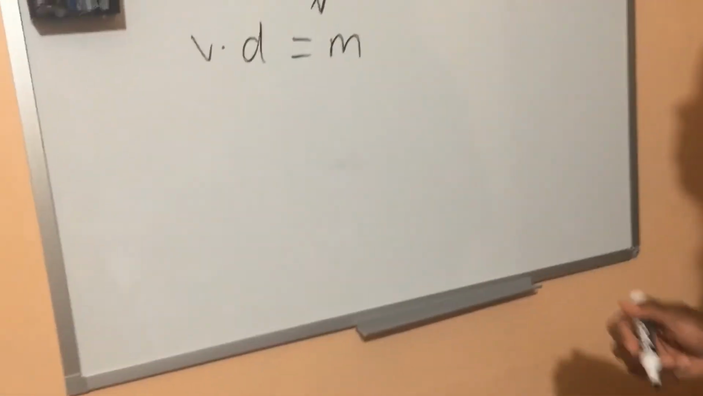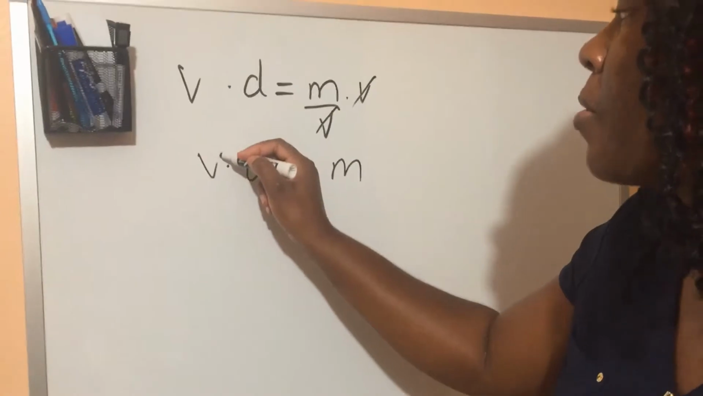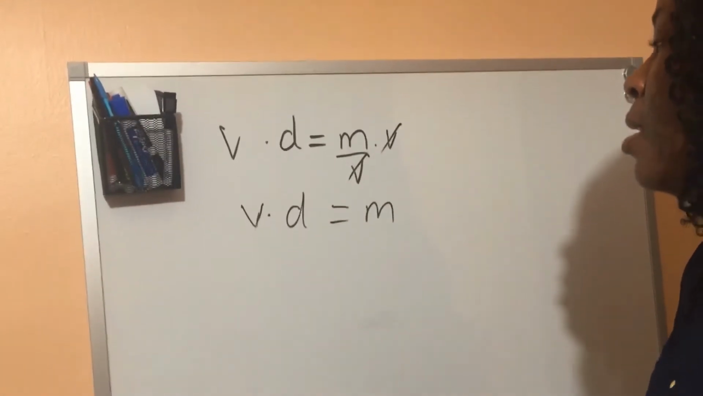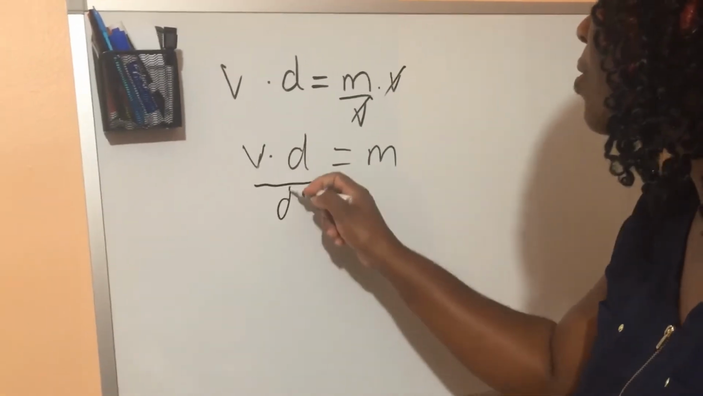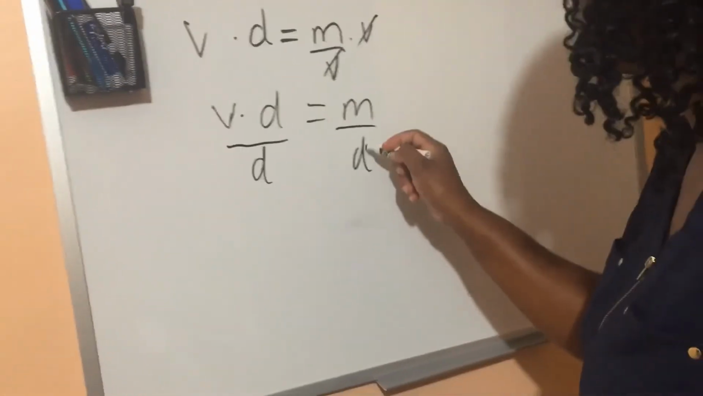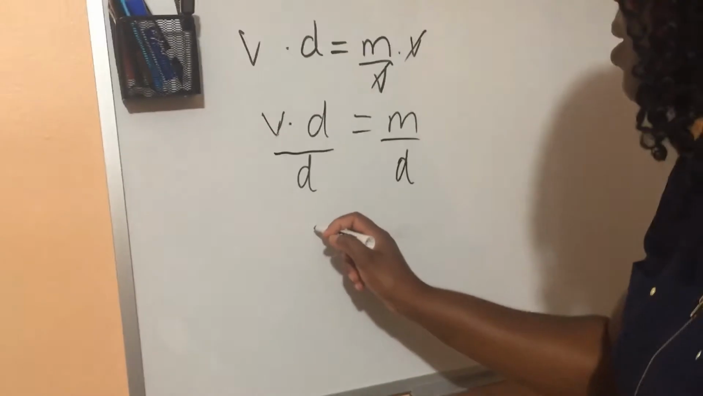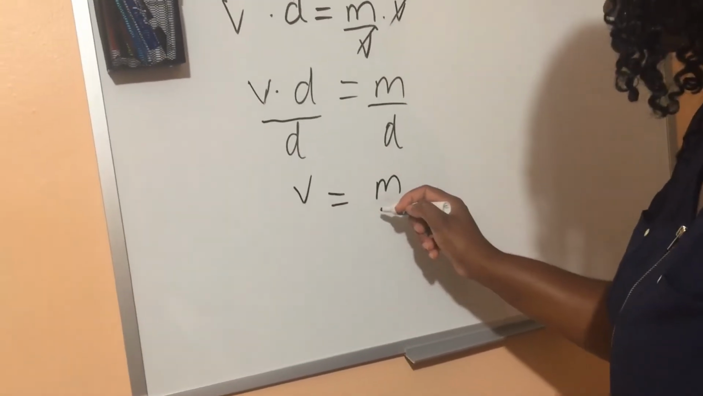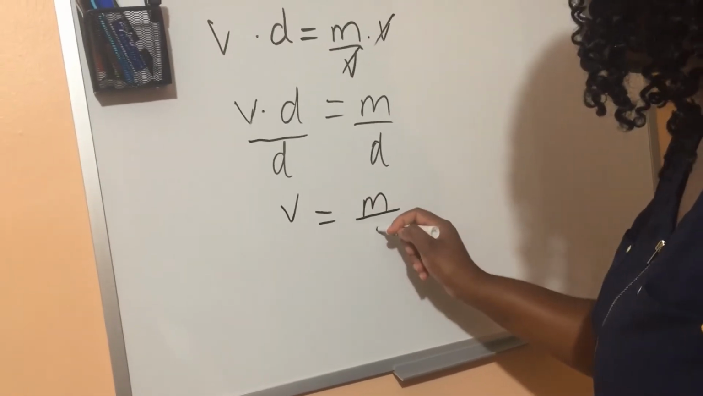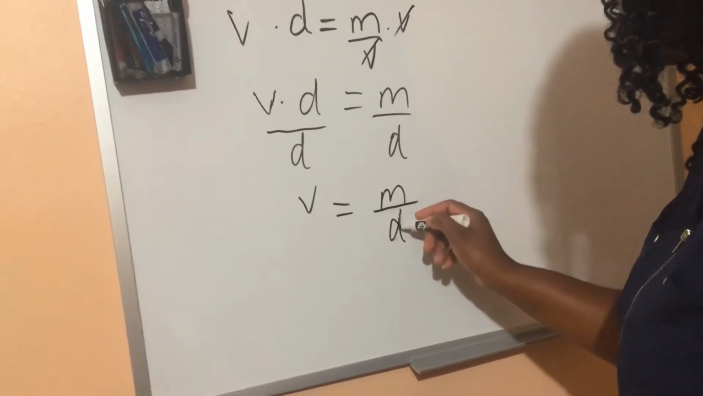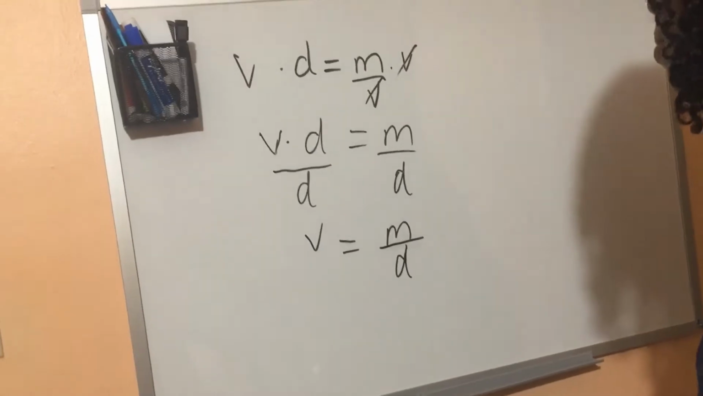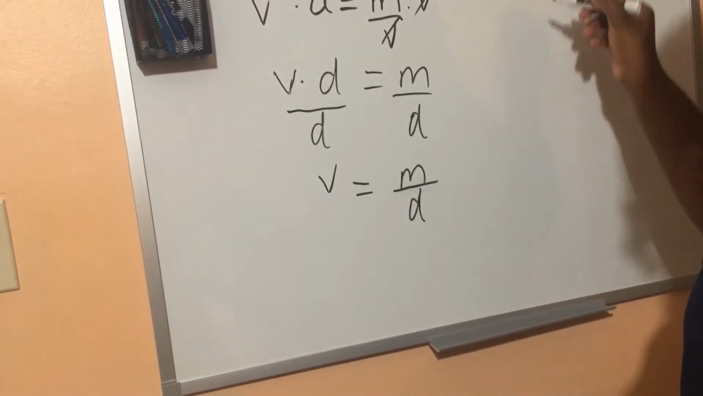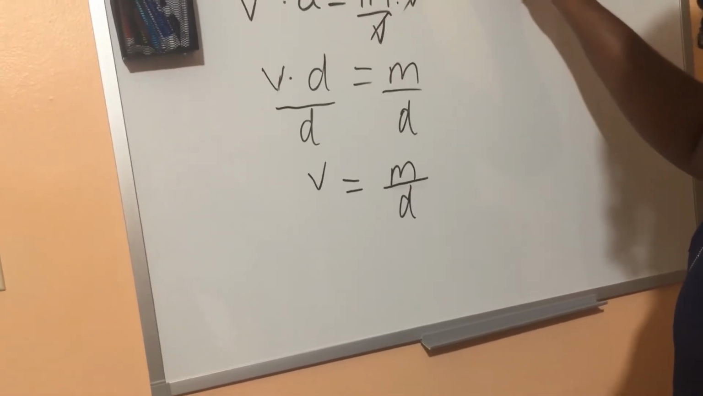Now to get V by itself, you need to consider the operation that is being performed on V. It's being multiplied by D. So we need to divide both sides of the equation by D. So now we have that V equals M over D. So we're going to use the mass of the water divided by the density, and that will give us the volume of the flask.